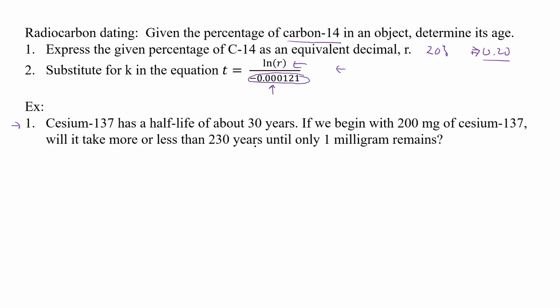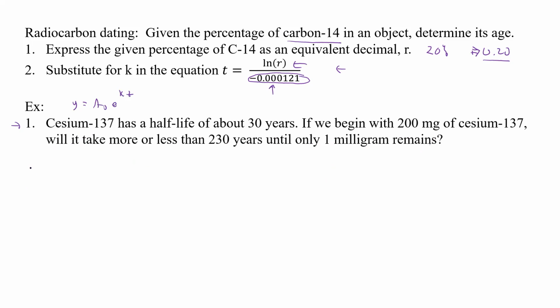So here we have cesium-137 has a half-life of about 30 years. If we begin with 200 milligrams of cesium-137, will it take more or less than 230 years until 1 milligram remains? All right, again, let's start with our original equation, y equals A naught e to the kt.